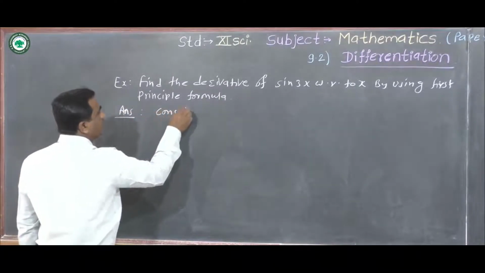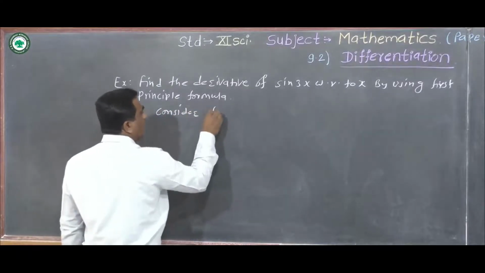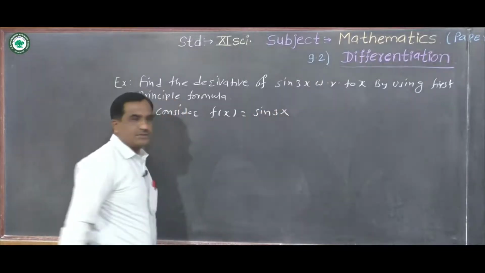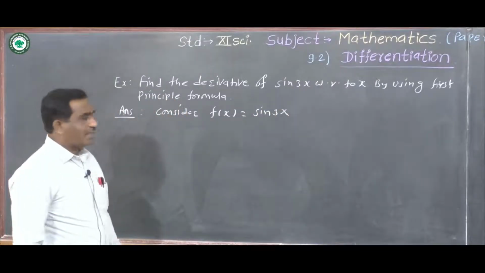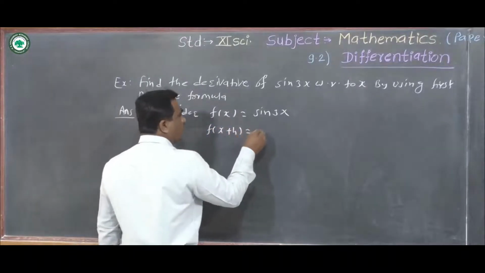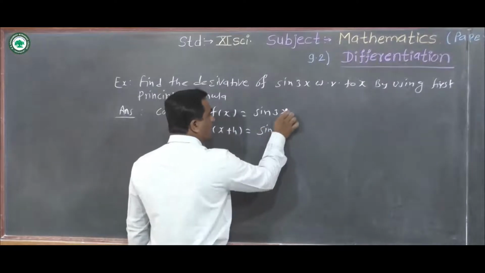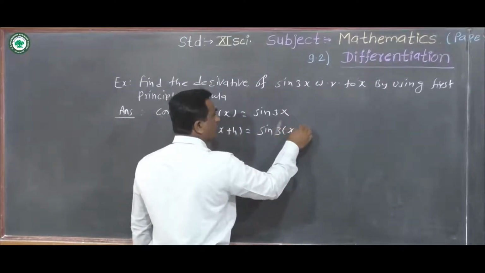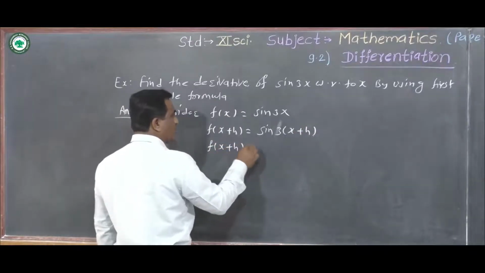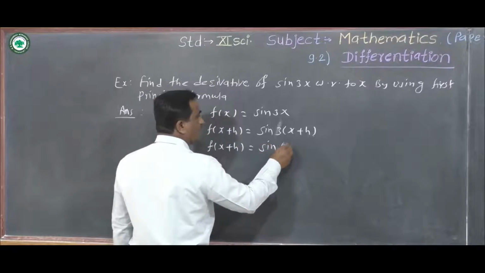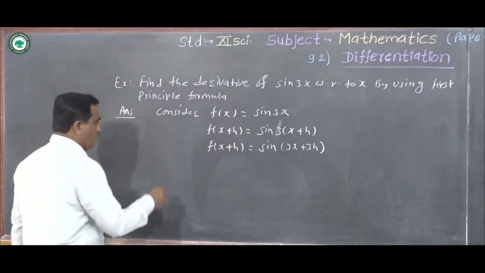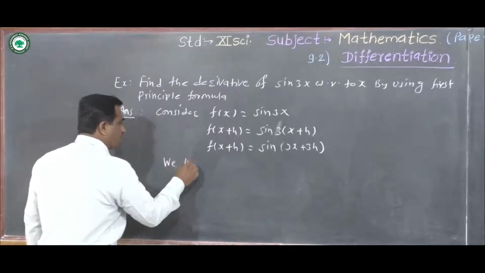Consider f of x equal to sin 3x. Okay. Now we put value of x again here, x plus h. Therefore, f of x plus h is equal to sin of 3 into x plus h. That is, f of x plus h is equal to sin of 3x plus 3h. Okay. Now we know that again first principle formula.